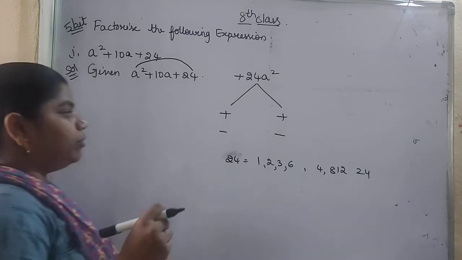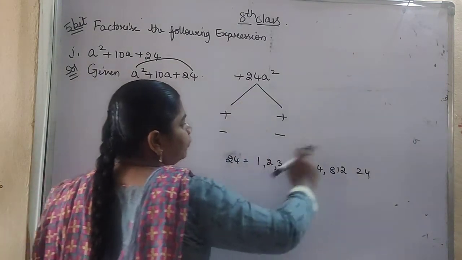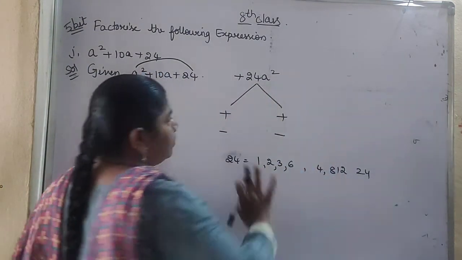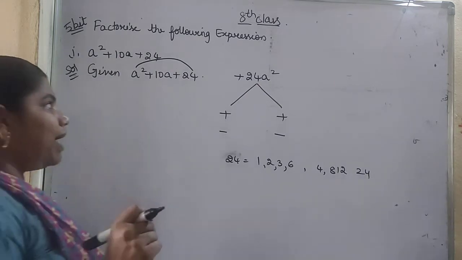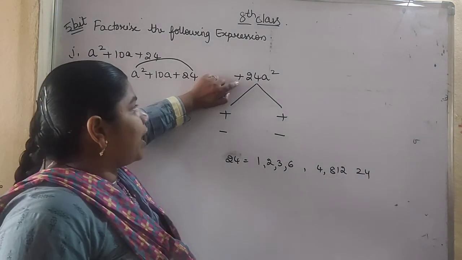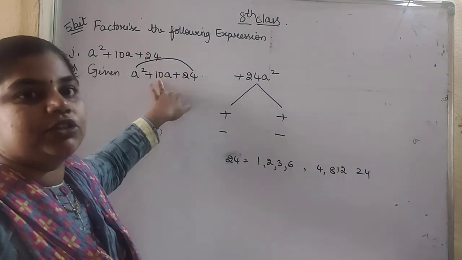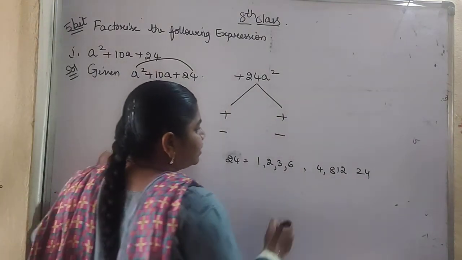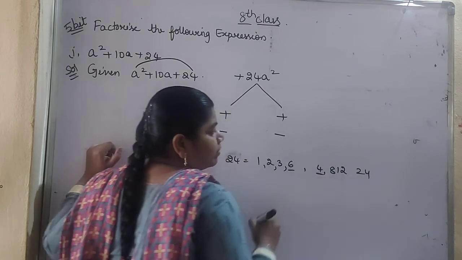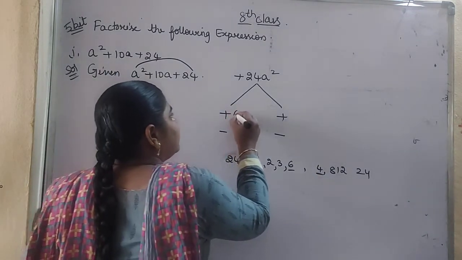If you multiply any of these factors, that will be equal to 24. But what is the condition? If you add the two factors, that should be equal to the middle term, 10a. So which factors am I taking? 6 4 times is 24.